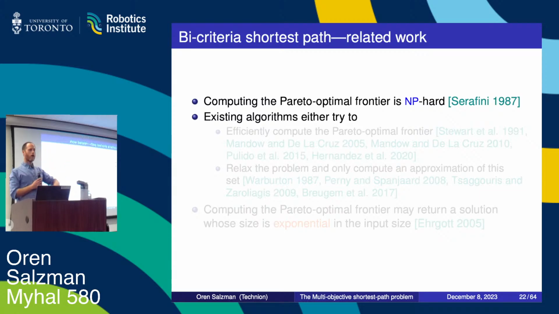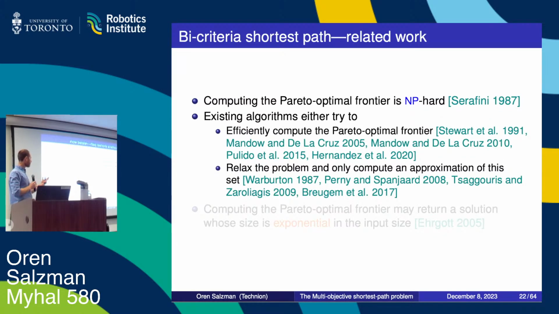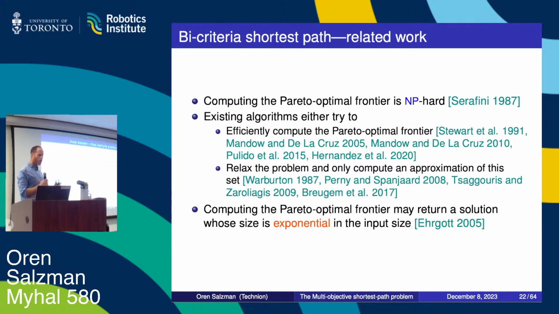Okay, so again, all the problems that we deal with are at least NP hard. This problem is also NP hard. And if you look at the related work, either existing algorithms try to really compute the entire Pareto-Frontier, or relax the problem and compute a subset of the Pareto-Frontier. And I'm going to talk about both variants throughout the talk. The problem is that the Pareto-Frontier can be really, really big. What is really big? If you have a graph, it can be exponential in the number of nodes in the graph. So things become really sad really fast.